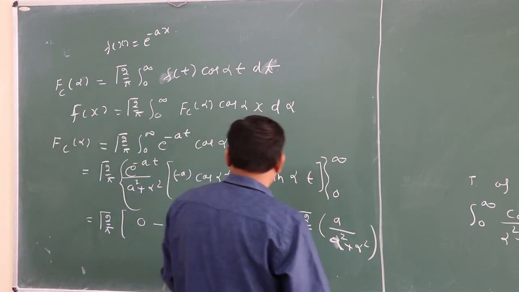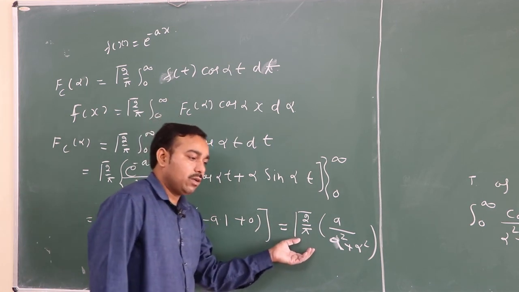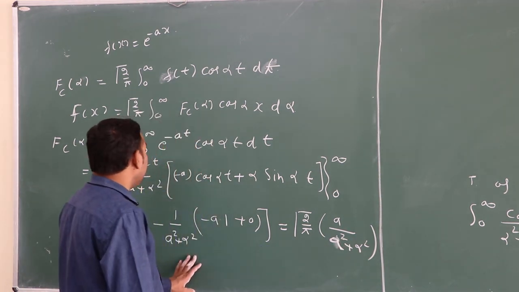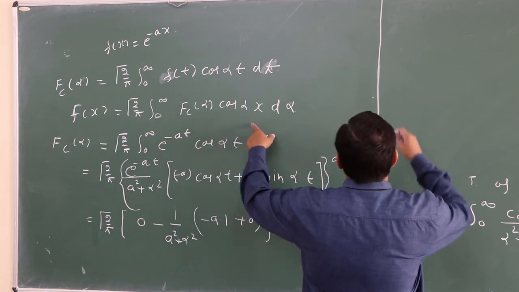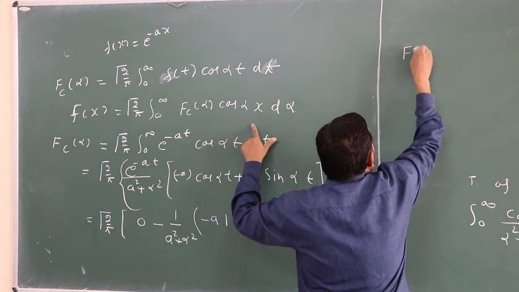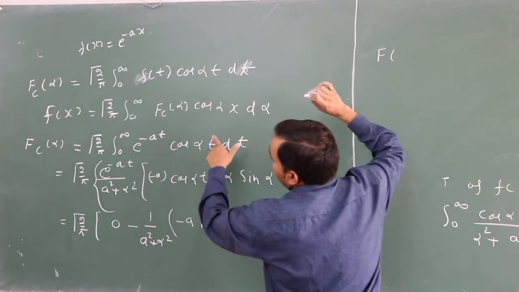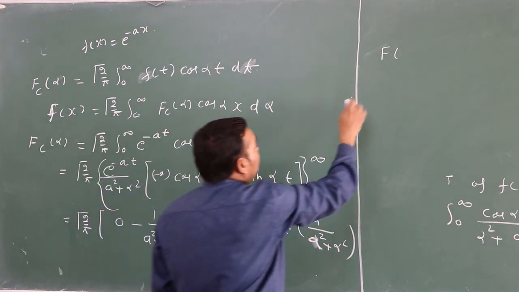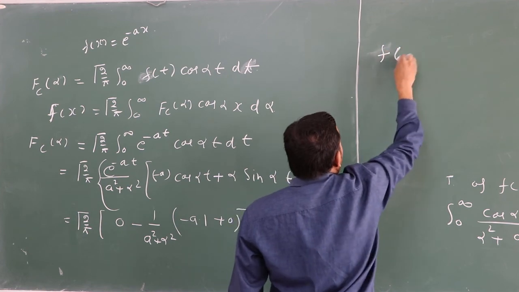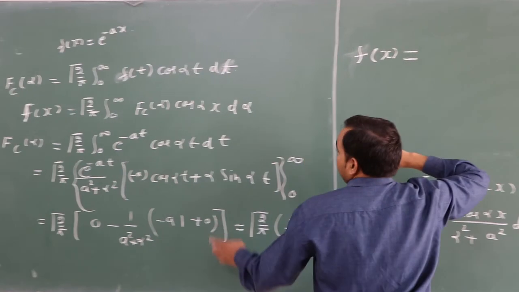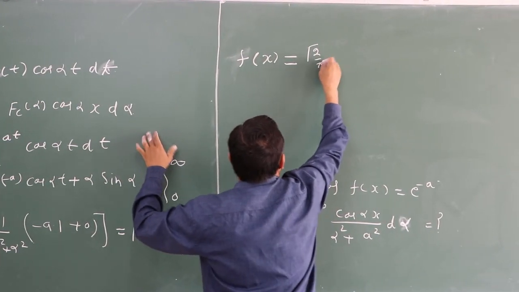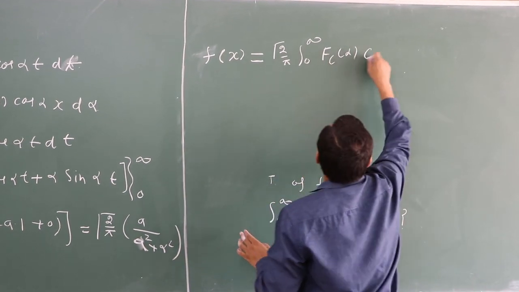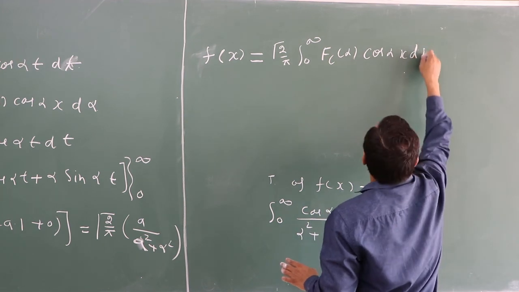So this is the Fourier transform of the function f(x), and now with the help of this we try to find the given integral. We know the inverse Fourier transform, that is f(x) equal to, by the inverse formula, integral 0 to infinity F_c(alpha) cos alpha x d alpha.